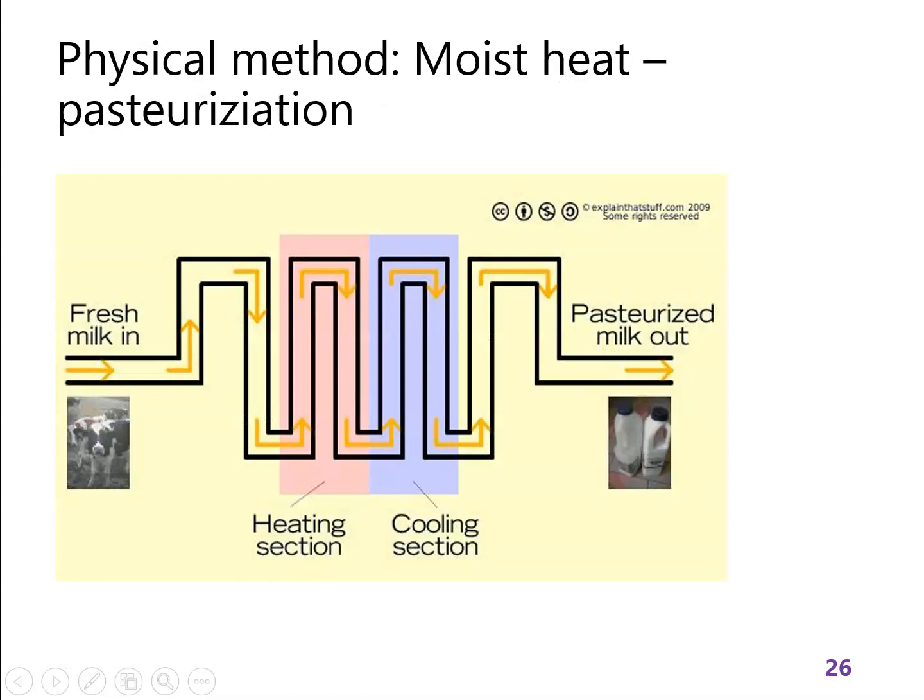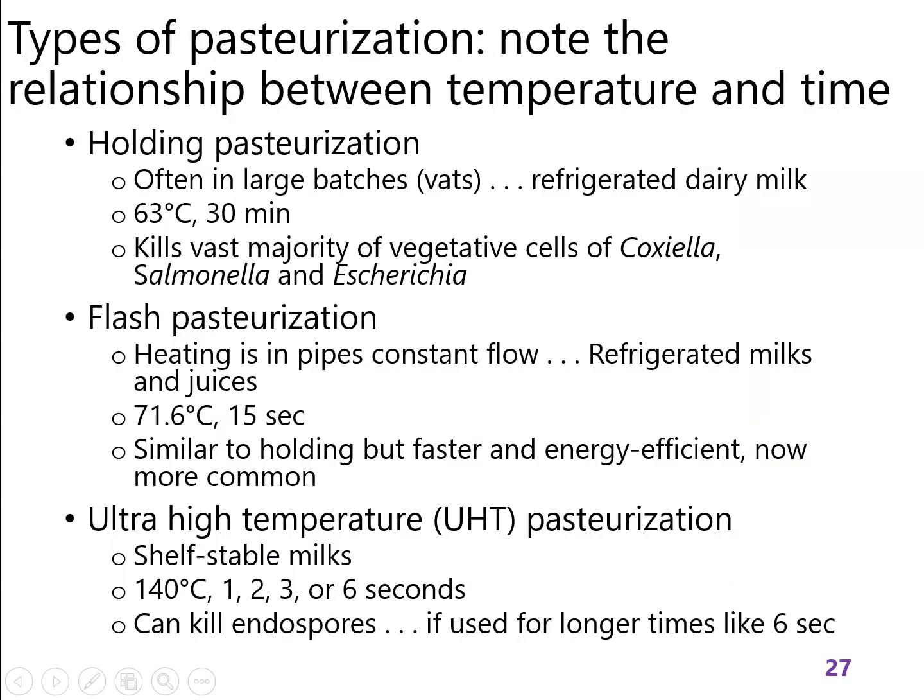The next physical method of moist heat is pasteurization, and this is what we use on food, liquid foods a lot of the time. There are three different broad types of pasteurization historically, and you don't have to memorize these numbers. What you have to do is compare them.